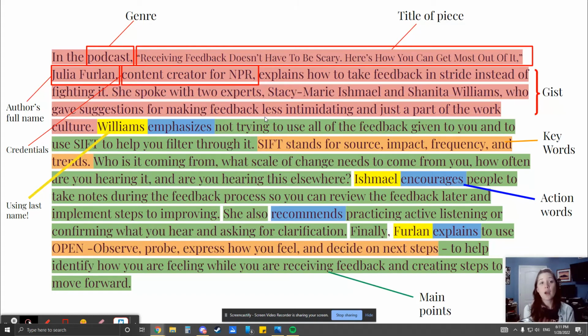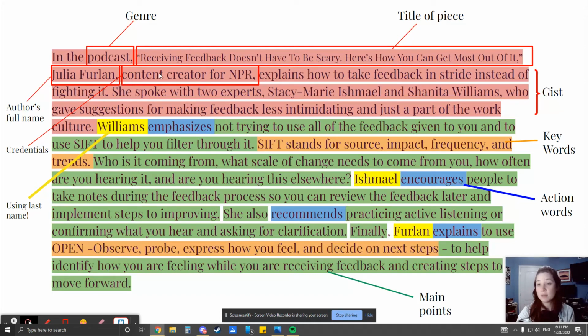Some people write articles, but that's not their main thing. Some people are actual and active researchers and scientists. Awesome. So now we use last names, right? Furlan is down here. She included 2 other experts.